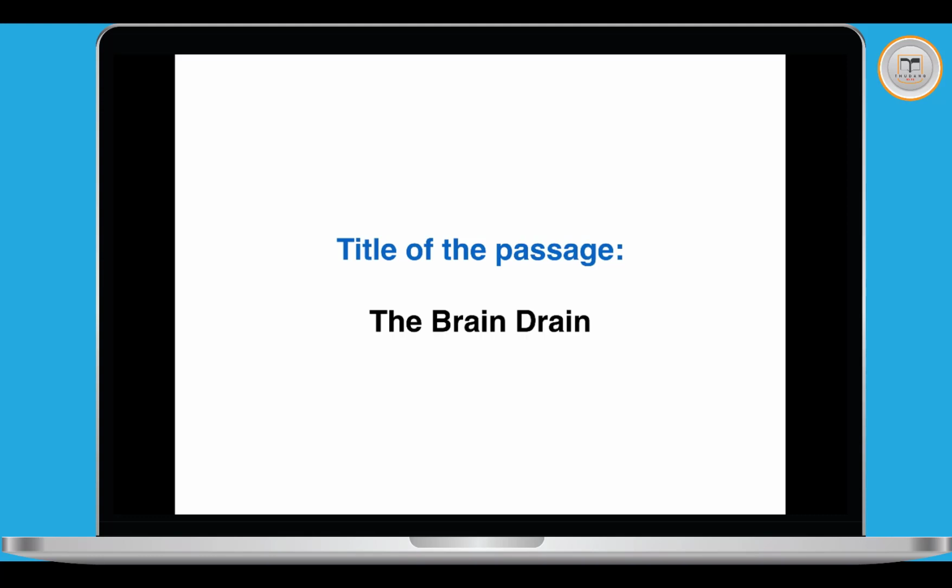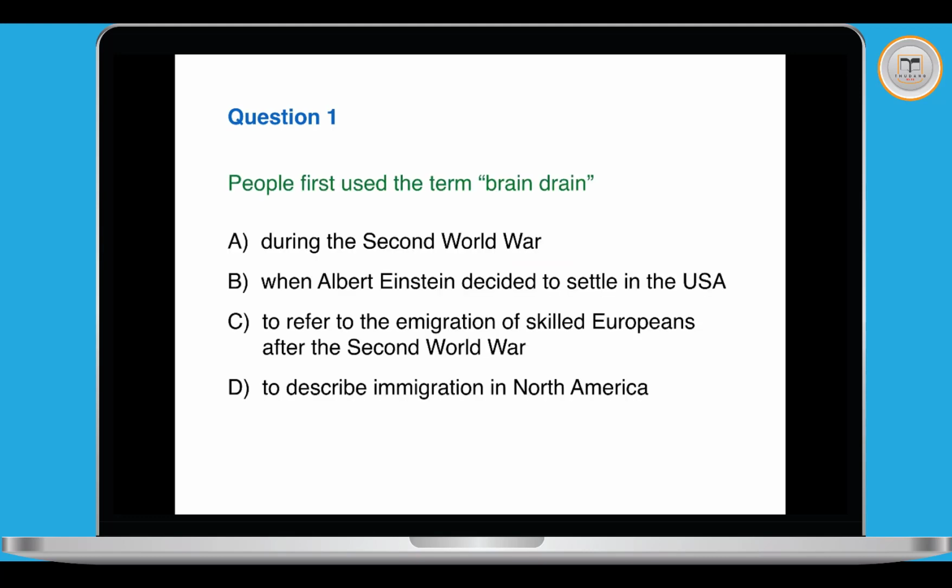I'm sure you know what the word brain means. You might not know this phrase, the brain drain. It doesn't matter because the text will explain it to you. So there's the title. What do we do next? Well, we go straight to the first question. Question 1. And it's a multiple choice question with 4 choices, A, B, C and D.